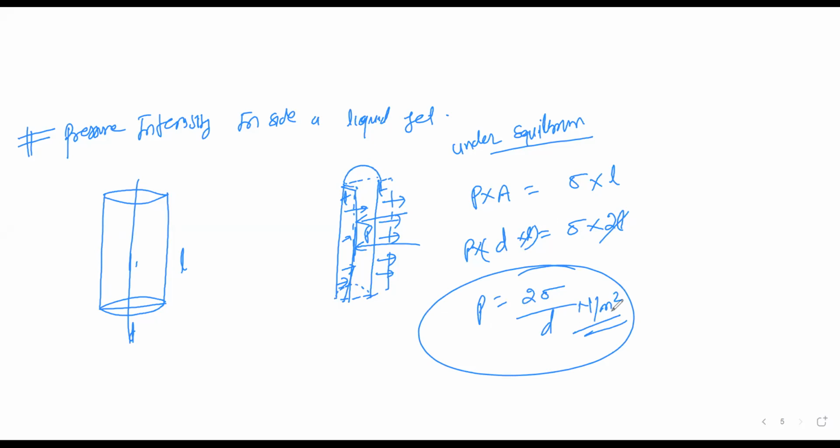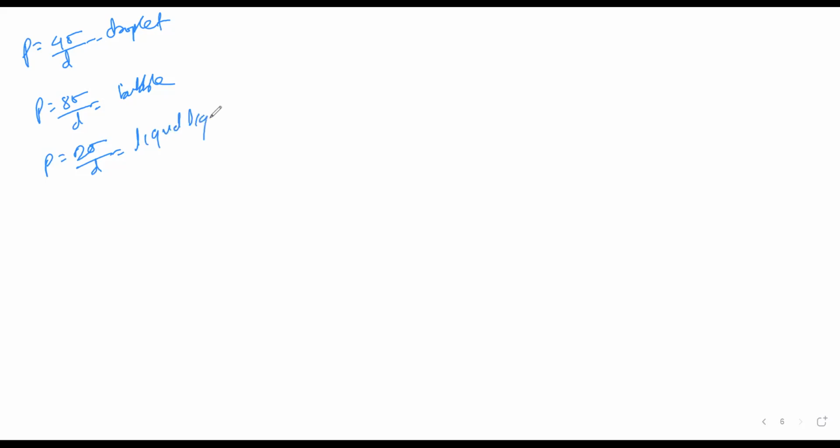Whatever questions they ask based on pressure intensity, we have derived all the formulas. P is equal to 4 sigma by d for a droplet. You remember that. P is equal to 8 sigma by d for a bubble, which is hollow. And 2 sigma by d is for a liquid jet. So any type of question can be solved based on these. Next, we will move to capillarity. It's very, very important.